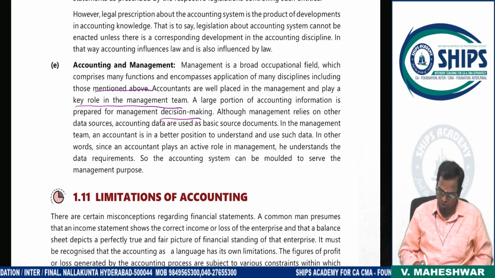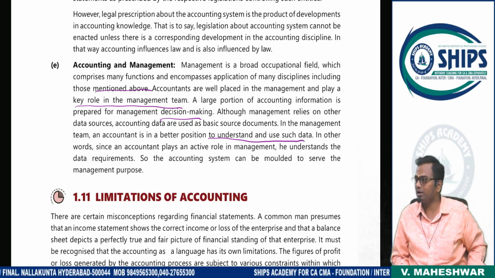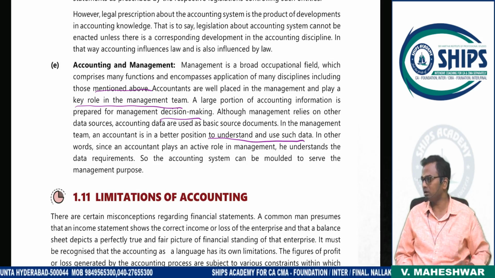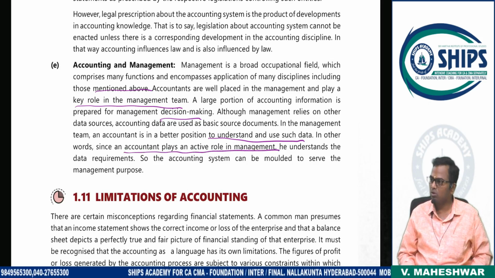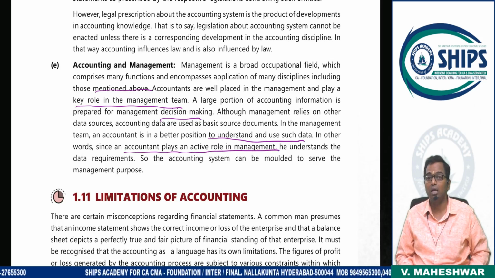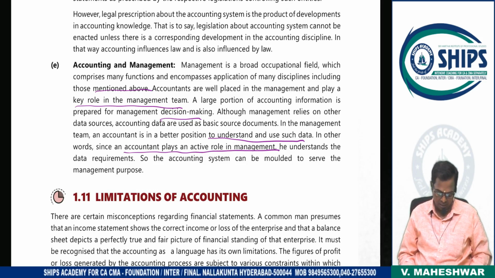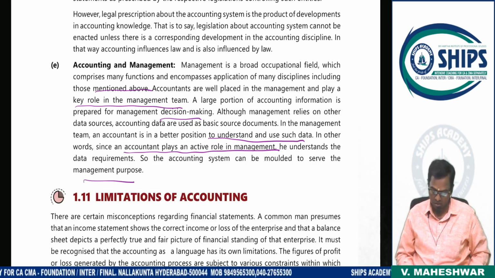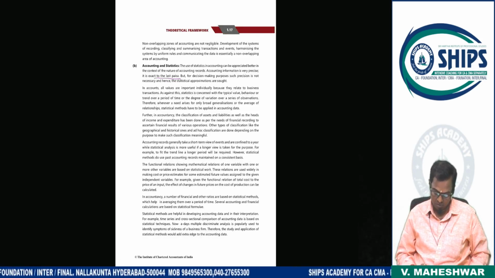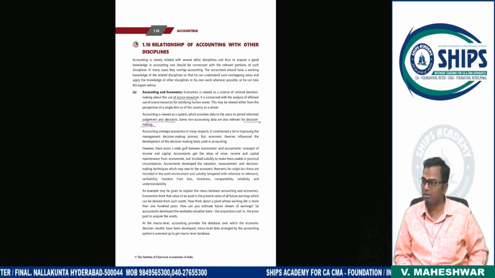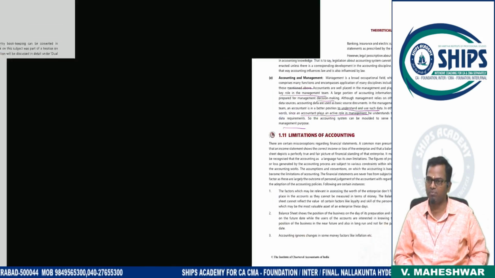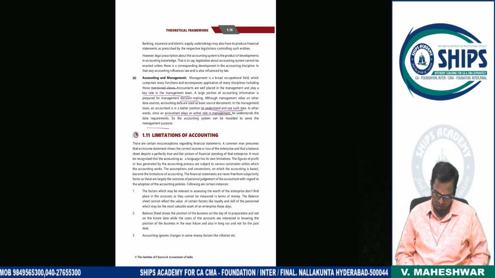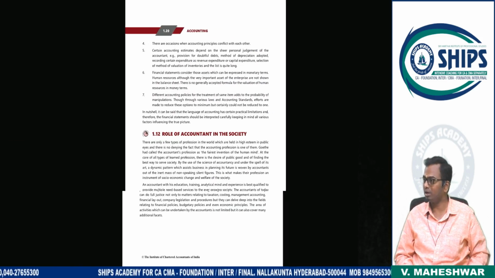An accountant is in a better position to understand such data. Who can attend, sir? Only an accountant must know how to get the data. In other words, since an accountant plays an active role, you all are playing an active role, the person who knows the accounting terminologies. He understands the data required, so the accounting system can be modeled to serve the management purpose. So these are the 5 points which we have done on the relationship between accounting and other disciplines. First one is economics, second one is stats, third one is maths, fourth one is law, and fifth one is management. So there we have limitations, which we call advantages or disadvantages.